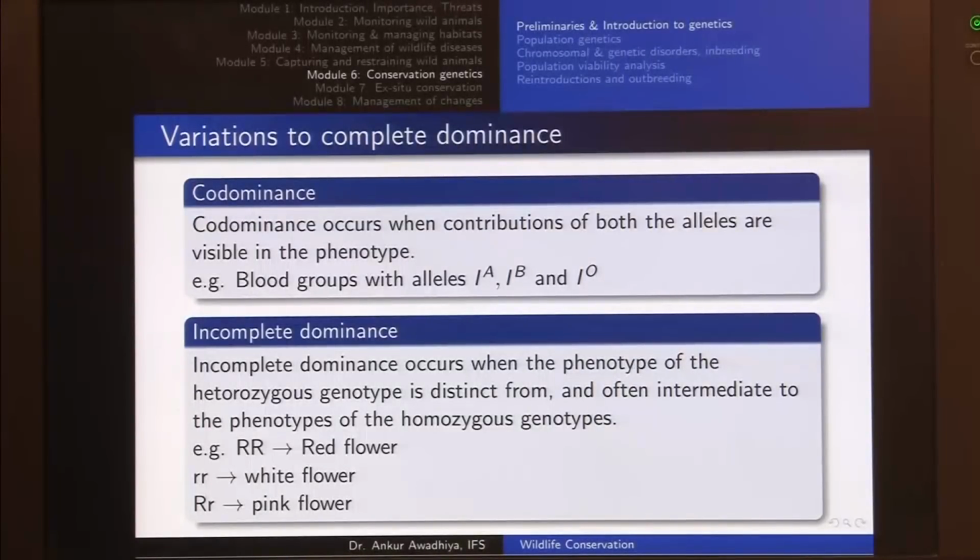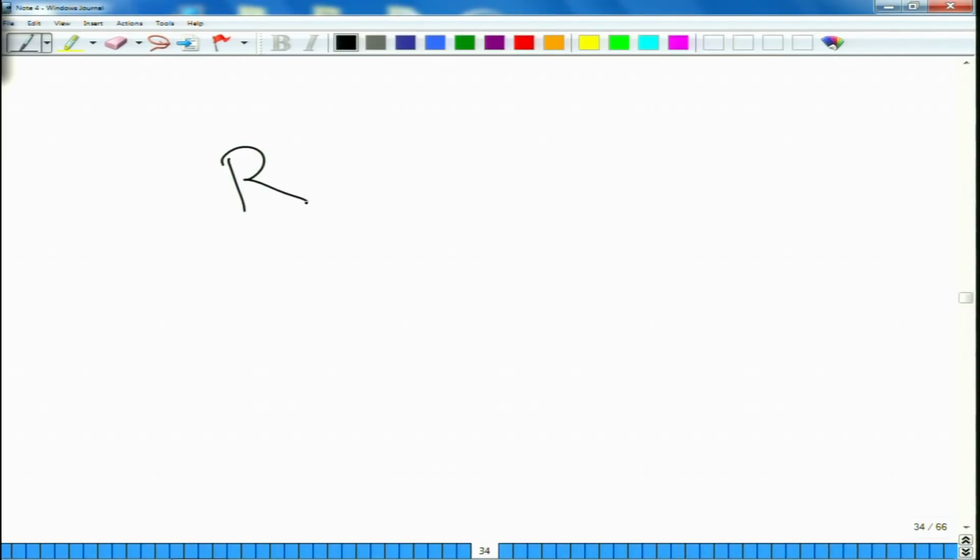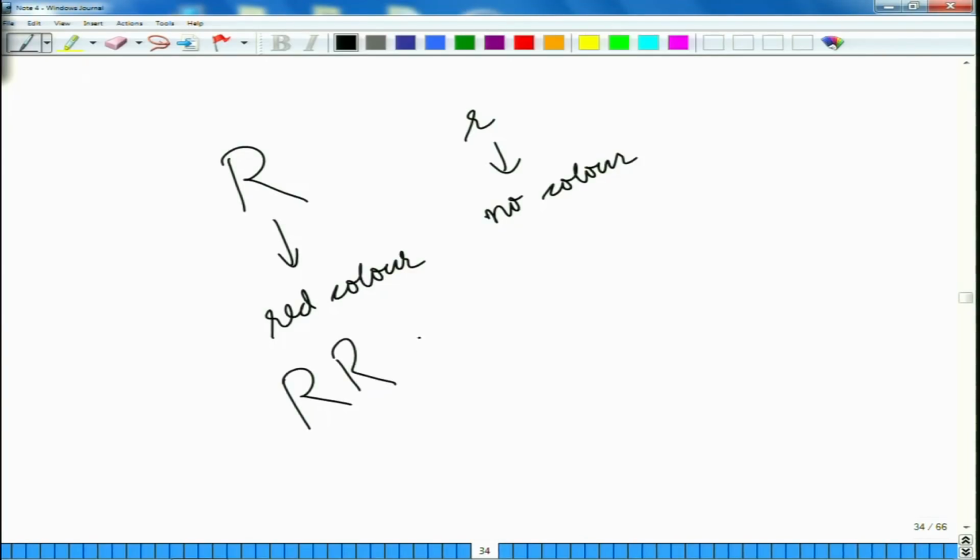So what happens in this case is that suppose you have an allele that is capital R. Now capital R codes for a red color. So suppose it gives you a red pigment in the flower, and there is a small r that does not code for any color. So this does not give you any color. So there are no pigments here. So if you have a capital R, you have a double production of the red pigment.